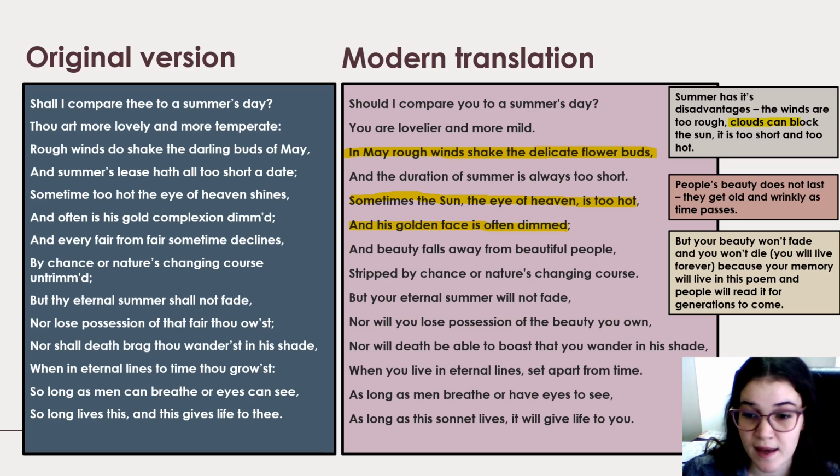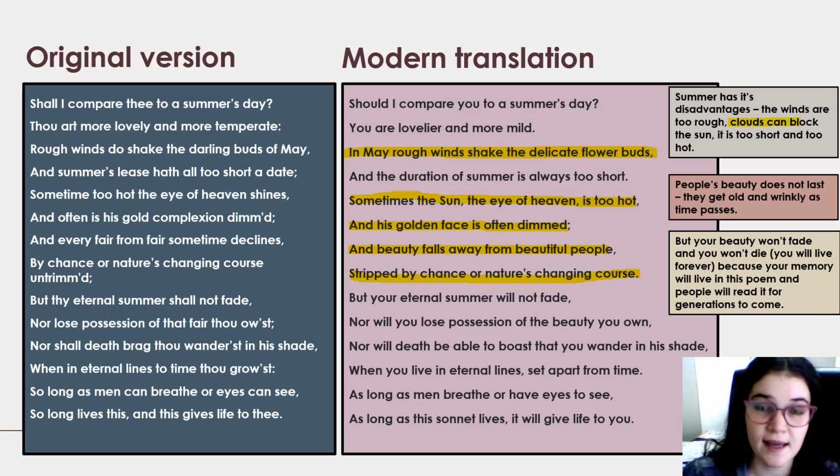Okay, so it says here, and beauty falls away from beautiful people, and it is stripped by chance or nature's changing course. As time goes on, we get older and we get more wrinkly. Okay, your beauty will not fade and you won't die. You will live forever because your memory will live in this poem and people will read it for generations to come. So Shakespeare says that his lover's beauty will not come to an end.